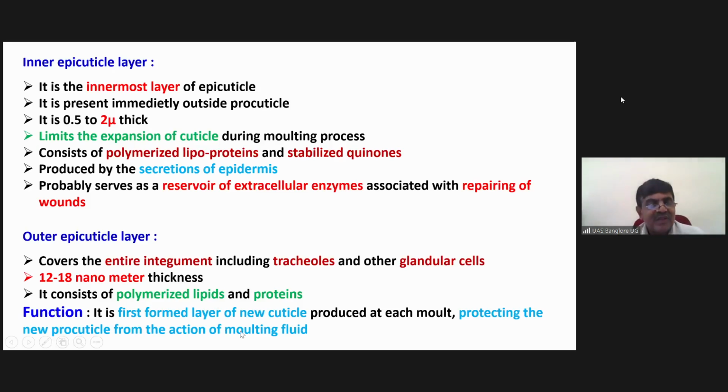Coming to the function, it is the first formed layer of the new cuticle that is produced at each molt. It protects the new procuticle from the action of molting fluid. During the process of molting, a molting fluid is secreted, and this layer protects against the action of the molting fluid. So these are the functions of the outer epicuticular layer.